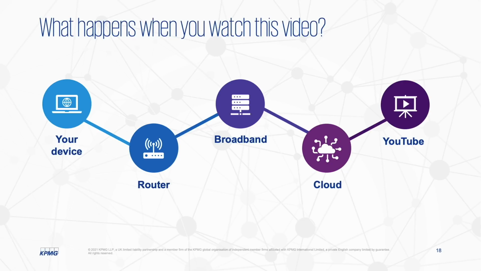So what happens when you watch this video? You click the link to watch this video, and the request goes from your device to your wireless router. Your wireless router sends that signal through to your broadband provider, and your broadband provider sends this out. The cloud picks it up, goes to YouTube, and gets the video for you before bringing it back.